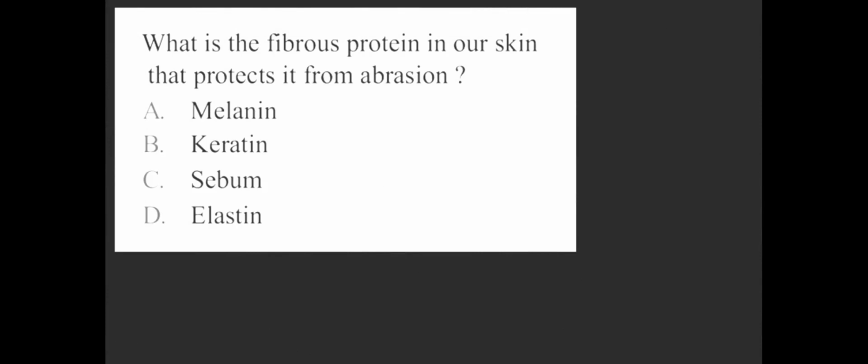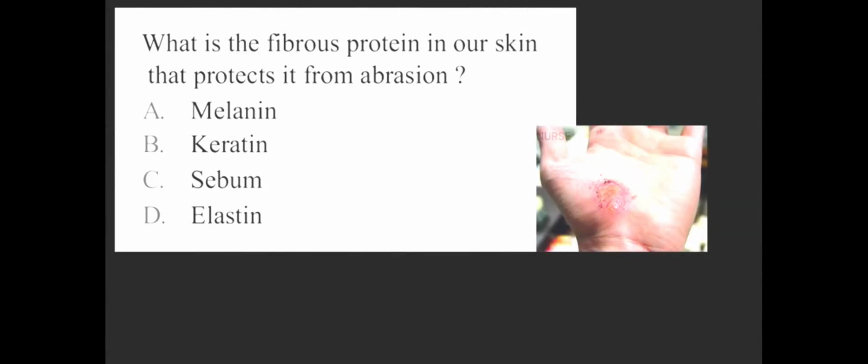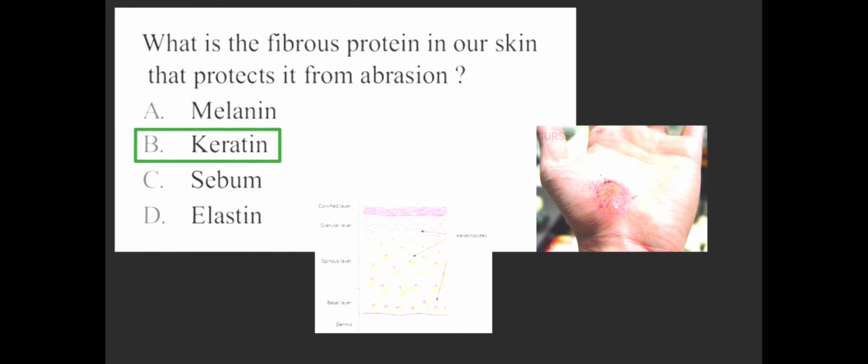What is the fibrous protein in our skin that protects it from abrasion? A. Melanin. B. Keratin. C. Sebum. D. Elastin. And the correct answer is B. Keratin. The outermost layers of the skin are composed of dead cells filled with keratin. Keratin helps waterproof the skin and protects the skin and underlying tissues from heat, microbes, abrasion, and chemicals.